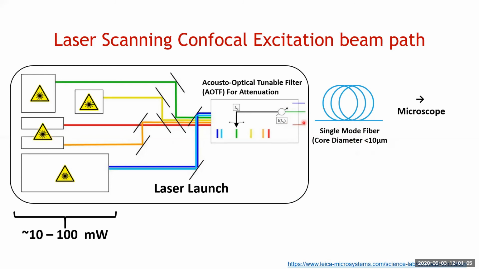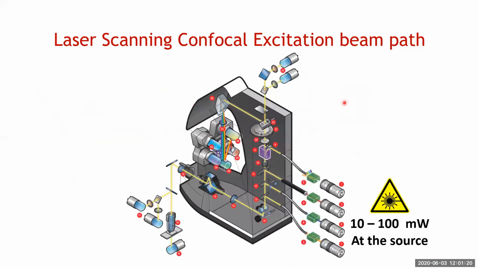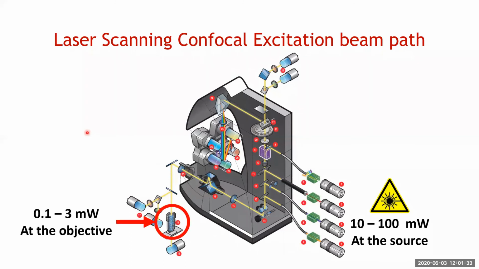So you can imagine that the alignment of everything absolutely needs to be on point. And usually these lasers at their source are rated between 10, 100, maybe some even 200, depending on the wavelength that you need. So after that, if it makes it out of the single mode fiber, it has to go into the scan head. And once it goes into the scan head, it goes through extra filters, extra glass, extra optics, before eventually getting to your actual sample.